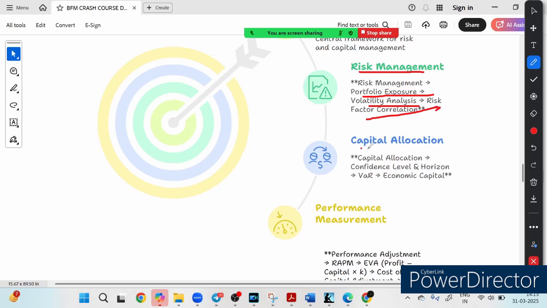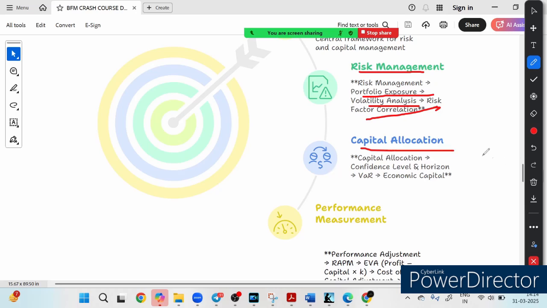Then comes capital allocation, the second pillar. Not all investments require the same capital, you know it very well. RAROC considers the confidence level and the horizon period, and thereby calculates the value at risk to determine how much capital should be set aside for each investment. That is called economic capital, right?